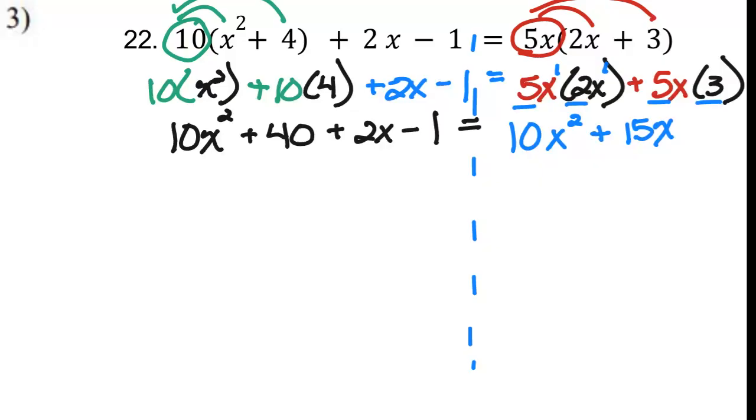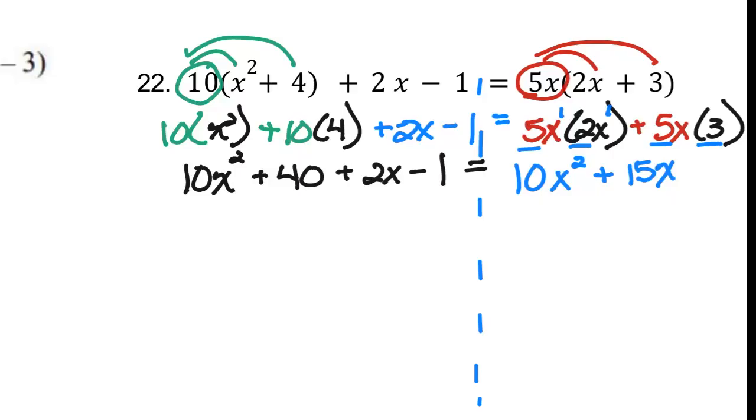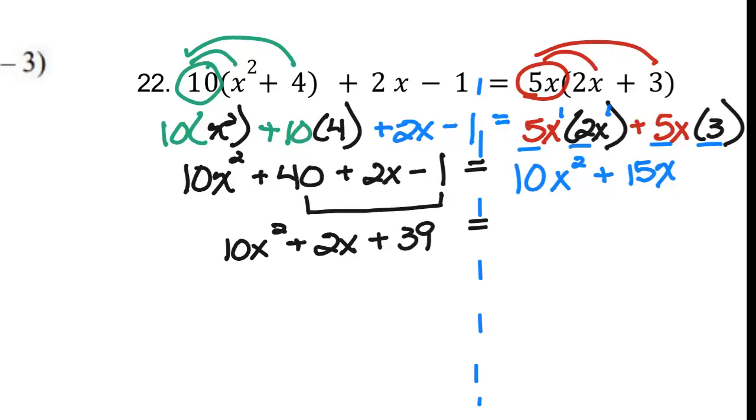All right, first of all, is there anything I can simplify either on the left-hand side or on the right? So on the right-hand side, no, I can't combine those. What about on the left-hand side? I can, right? Here's 2 constants. So I can say 10x squared plus 2x, and 40 minus 1 is going to be 39. And that's equal to 10x squared over here plus 15x.